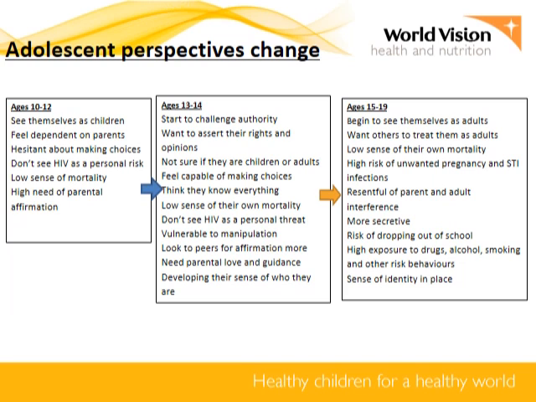So how do adolescent perspectives change throughout adolescence? So at the age of 10 to 12, children tend to see themselves as children. They're still very close to their parents, and so they're hesitant about making their own choices because of that parental dependence. When it comes to issues like HIV, they're not really taking it on board as a personal risk. They have a low sense of mortality, and they have a high need for parental love and parental affirmation still.